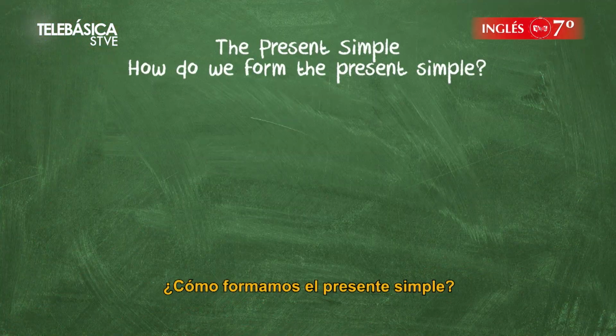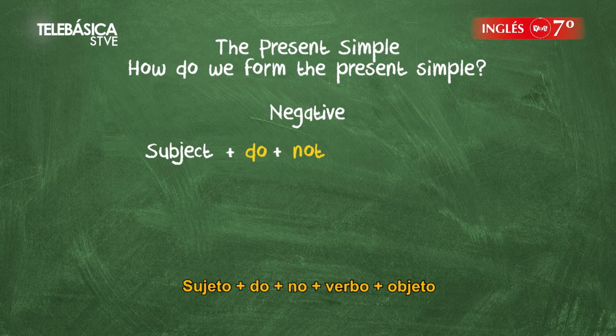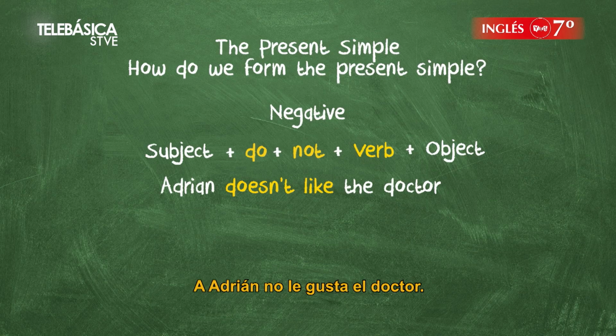How do we form the present simple? Negative. Subject plus do plus not plus verb plus object. Adrian doesn't like the doctor.